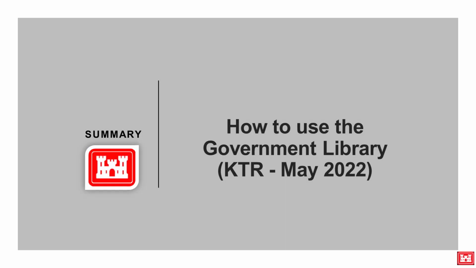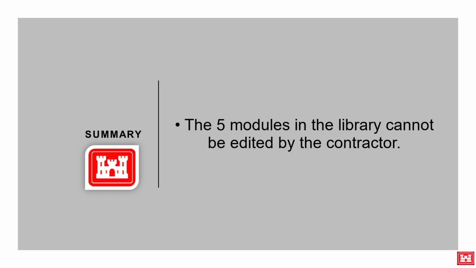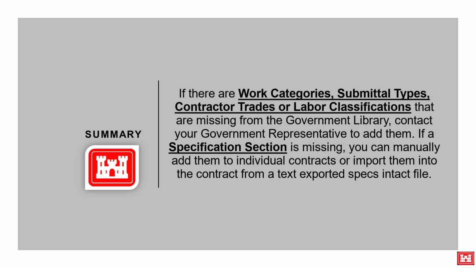In summary, we discussed how to navigate through the Government Library menu, as well as define the sections within the Government Library. As a reminder, the five modules in the library cannot be edited by the contractor. If there are work categories, submittal types, contractor trades, or labor classifications that are missing from the Government Library, contact your government representative to add them. If a specification section is missing, you can manually add them to individual contracts or import them into a contract from a text exported SpecsIntact file.